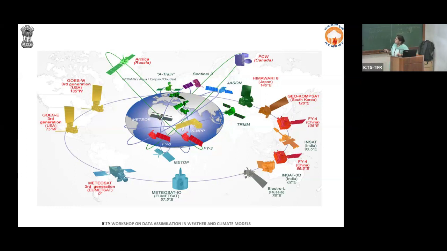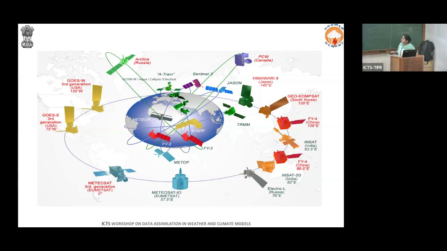And for the Chinese satellites, there are two satellites, then INSAT 3D and INSAT 3DR. Now we have the INSAT 3DS also. And there is another geostationary satellite, by Russia, Electro L. So if you see the Indian Ocean region, there are many satellites. So mainly, all are looking at the Indian Ocean region.